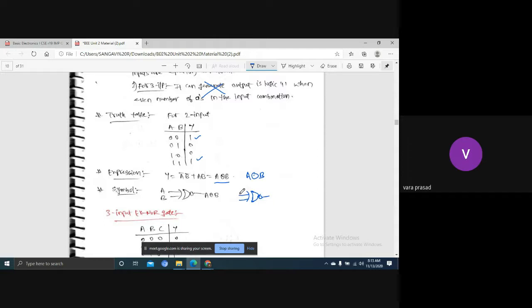Okay, this is about the logic gates. If they ask about logic gates, you can write about them for a 10 marks question, particularly if they ask about the AND gate or OR gate like that. This is about the first question.